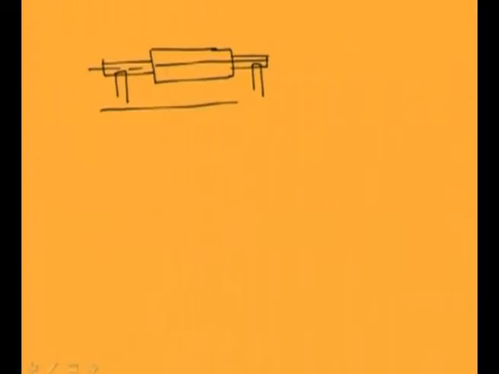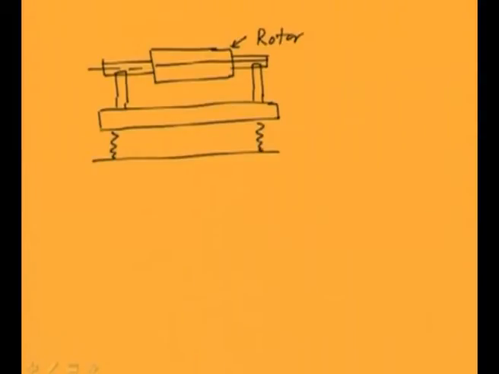So this particular machine mounts the rotor on a flexible support, and the support is also frictionless. This is the foundation. Okay, this is the rotor, and this support itself is mounted on some flexible spring-like structure.